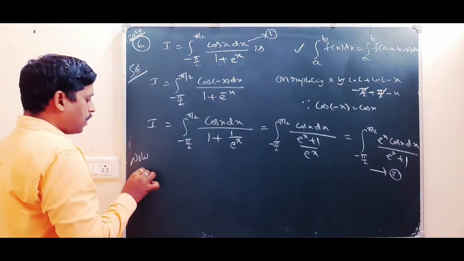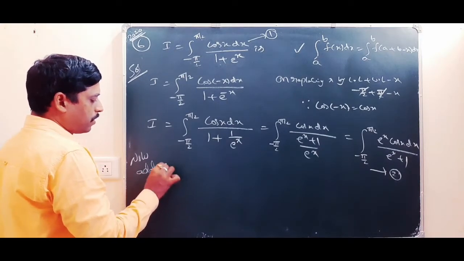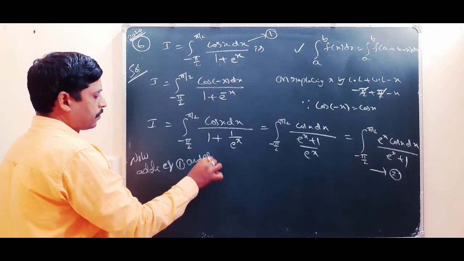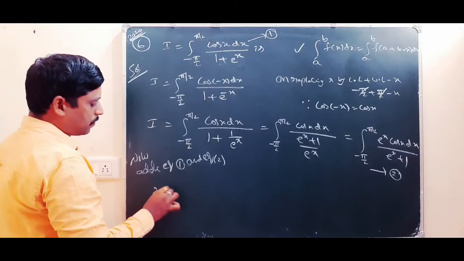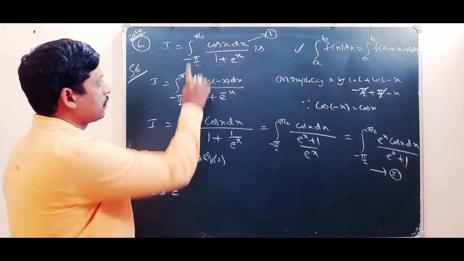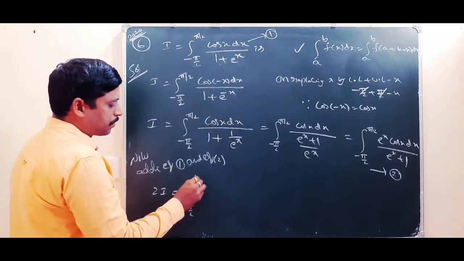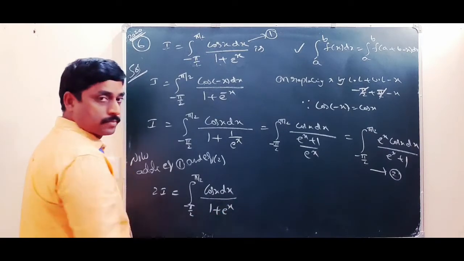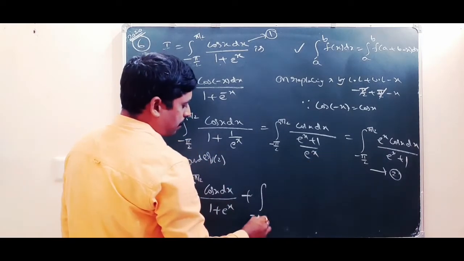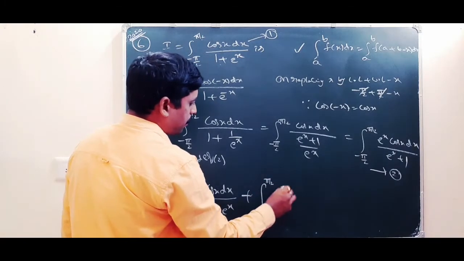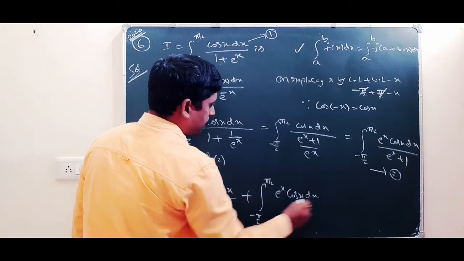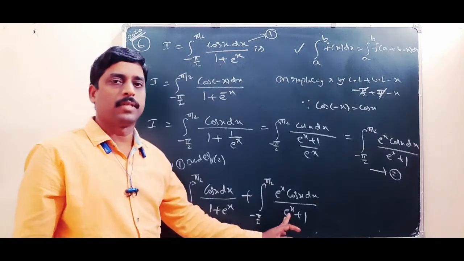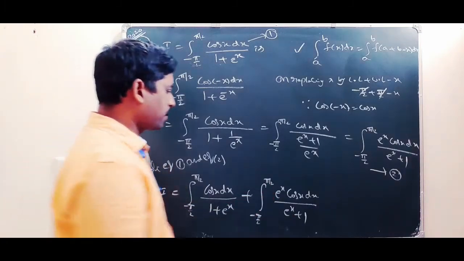Now adding equation 1 and equation 2. So I plus I, 2I, is equal to, so what is equation 1? Write as it is: integral from minus pi by 2 to plus pi by 2 of cos x dx by 1 plus e to the power x. So what is equation 2? Write integral from minus pi by 2 to plus pi by 2 of e to the power x into cos x dx by e to the power x plus 1. Okay, so let us do LCM. These two are like fractions. LCM is e to the power x plus 1.